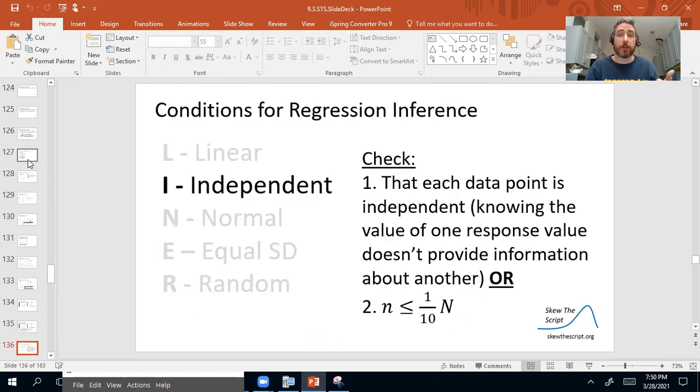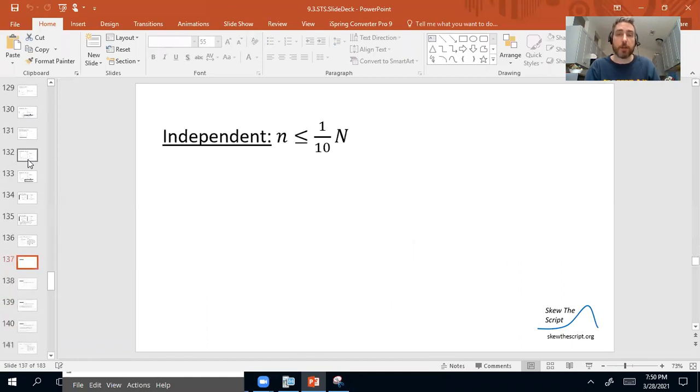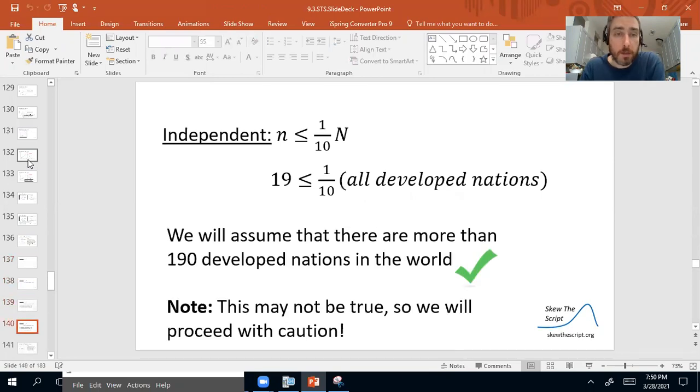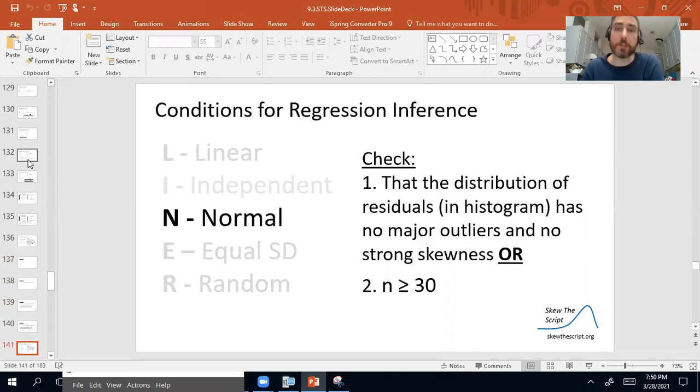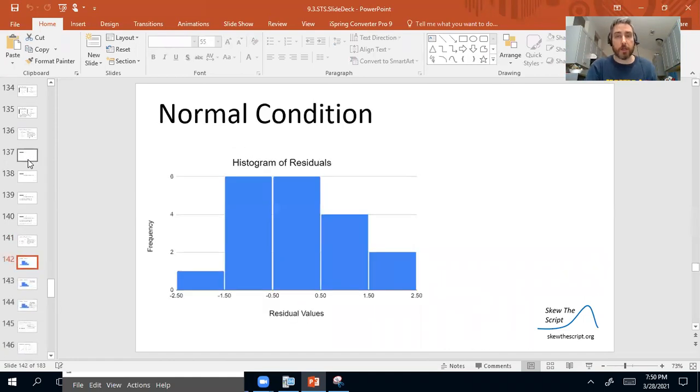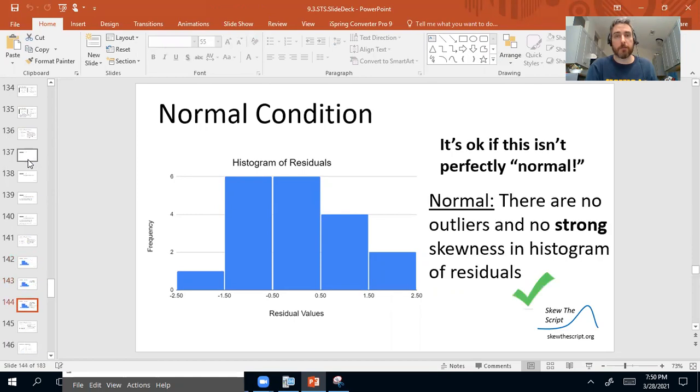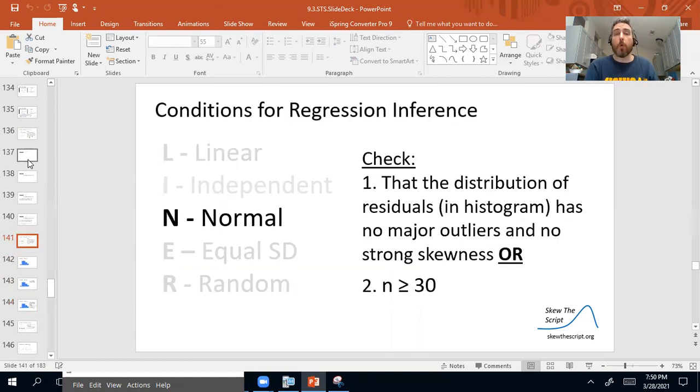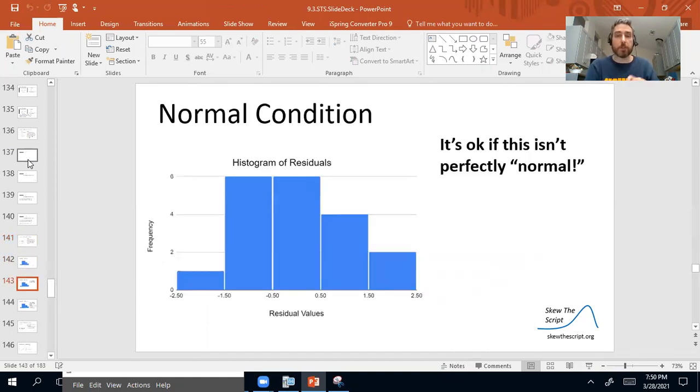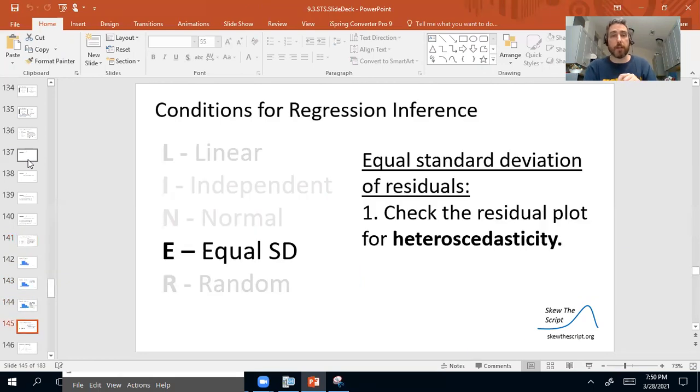Independent, we want to be making sure that one data point doesn't affect the value of the other, or that it's less than 10% of the population. This is using a previous example in the lesson. The normal, this is where the residuals are normal for the y, so the y values are normal for the x values. You can look at that a couple ways. You can look at a histogram of the residuals and see if they're skewed or not skewed. Or your sample size is greater than or equal to 30, but that's very rare. So really looking for your residuals to be not super skewed or have any outliers.